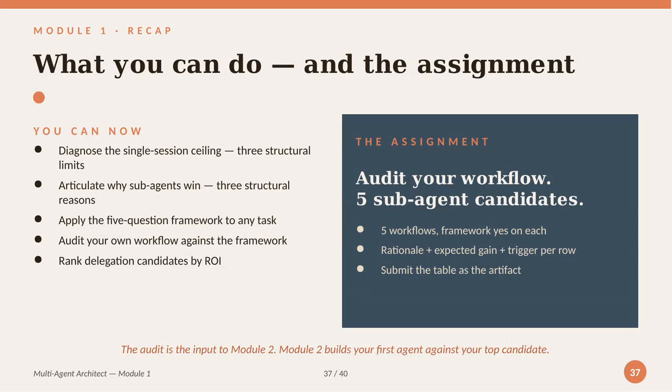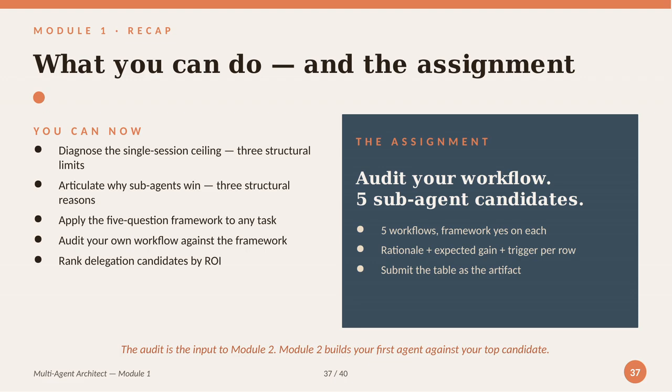Quick recap. 5 capabilities by the end of the hour. You can diagnose the single session ceiling, 3 structural limits, named precisely. You can articulate why subagents win, 3 structural reasons that map to those limits. You can apply the 5-question framework to any task and produce a delegate or not decision in under a minute. You can audit your own workflow against the framework. You can rank delegation candidates by ROI.